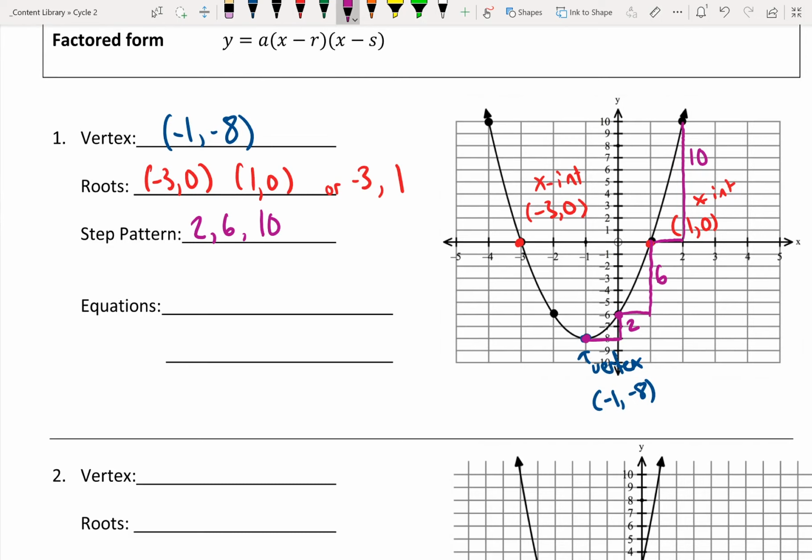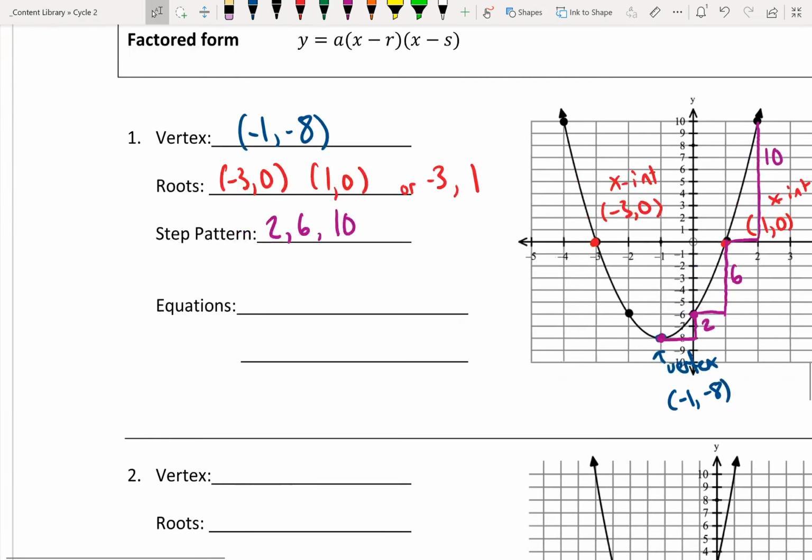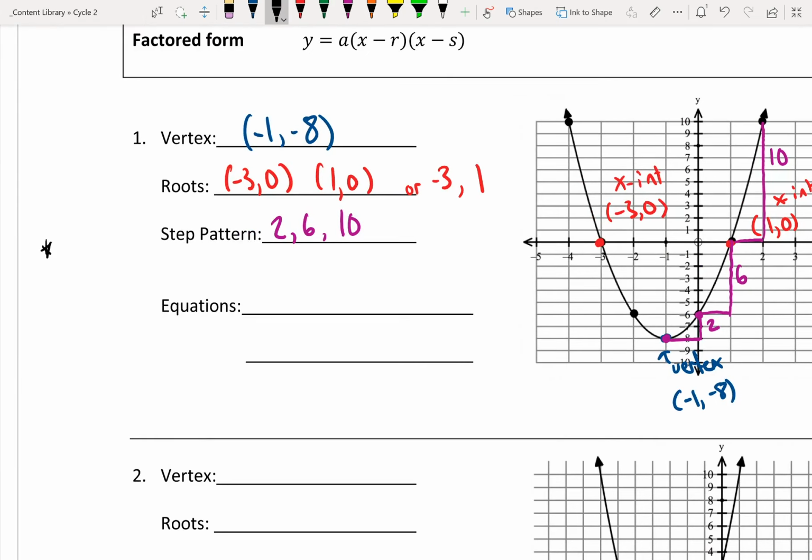Now the helpful thing with this, the step pattern helps us figure out what the a value is. If we remember that the step pattern is 1a, 3a, 5a is the general pattern, that means 1 times whatever the a value is has to be my first step. So my first step is always going to be my a value. So even if you can't figure out the rest of the steps, as long as you get the first one, it'll always tell you the a value.